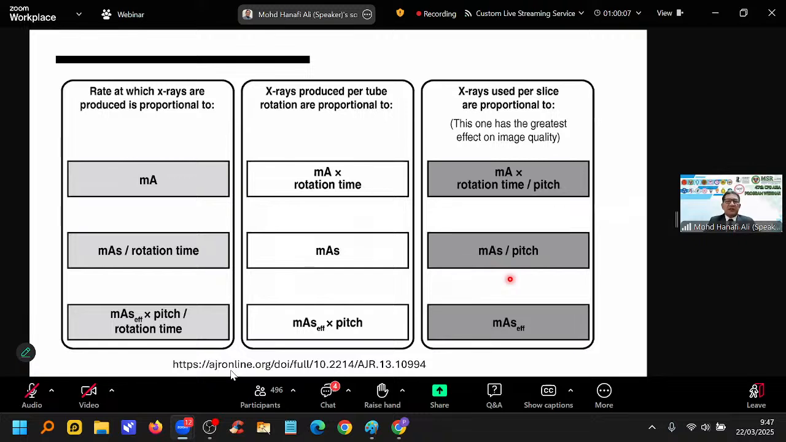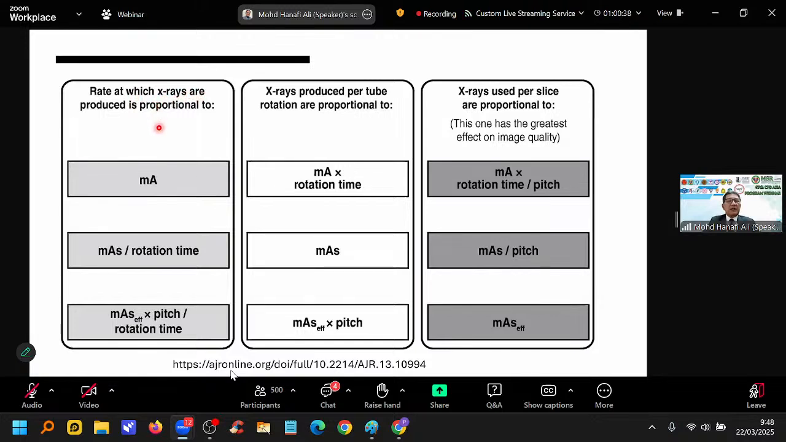To discuss that, let's say we just have a number of terminologies here. For example, we have mA, mAs per rotation time, and mAs effective. Yeah, mAs effective is something that we normally use if we already take into account the pitch and rotation time. So something like that, okay?